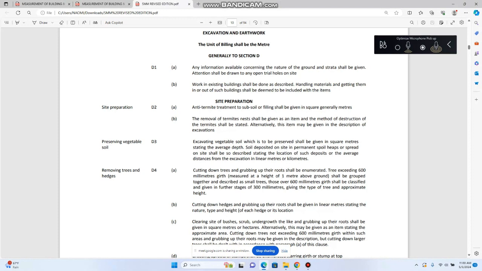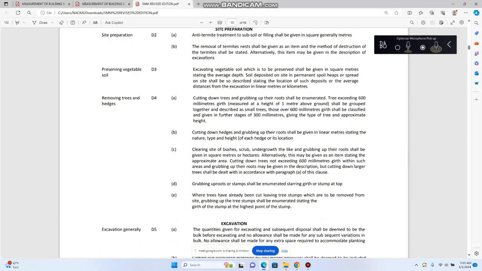Okay, but to that, we are told cutting down hedges and grubbing up their roots shall be given in linear meters, stating the nature, type, and height of each hedge or its location. So here we are told if there are hedges to be cut down and uprooted, you should measure them in linear meters. Then in the description, what should you state? Let us go to the one that relates to our work.